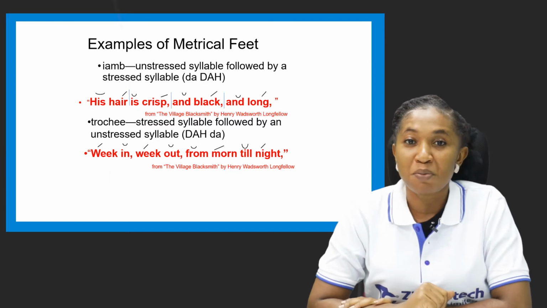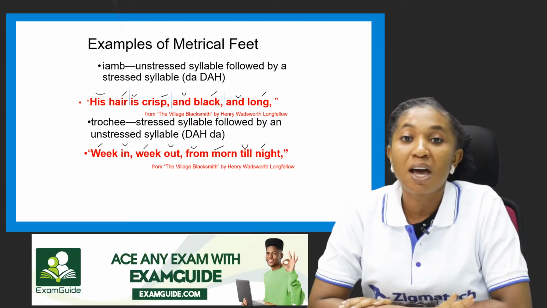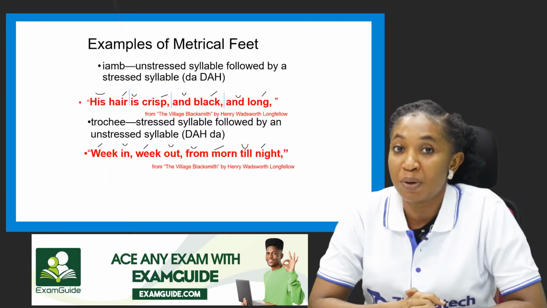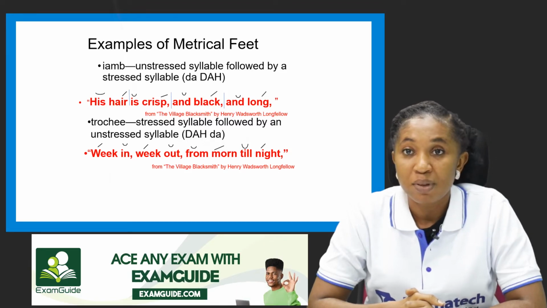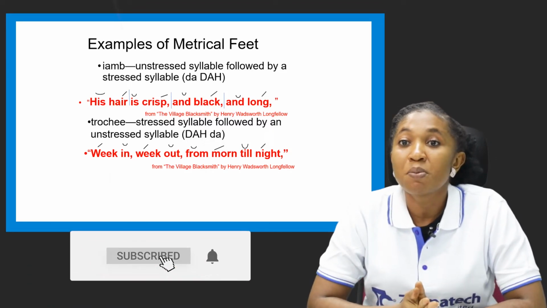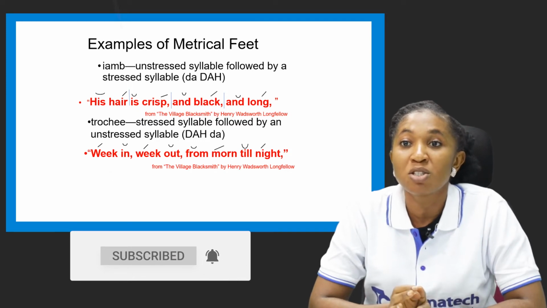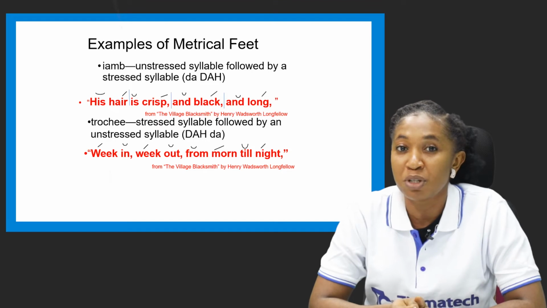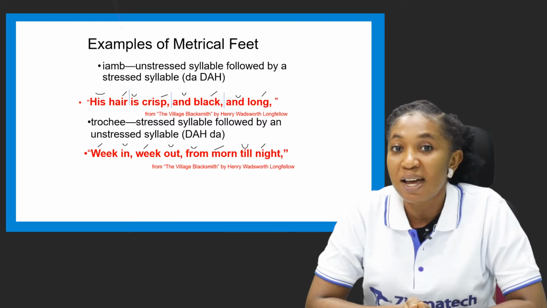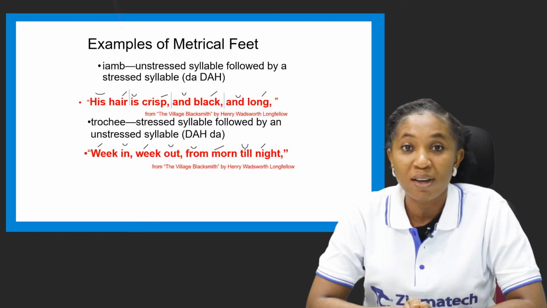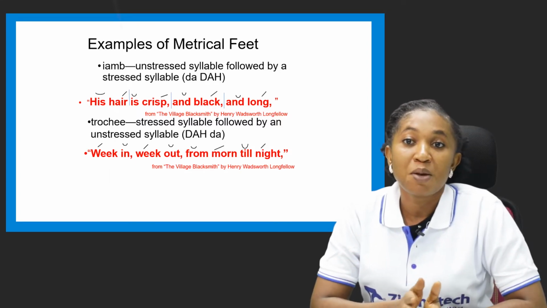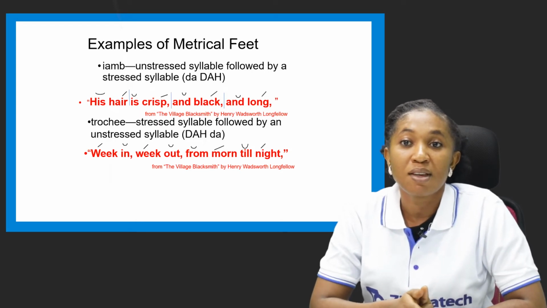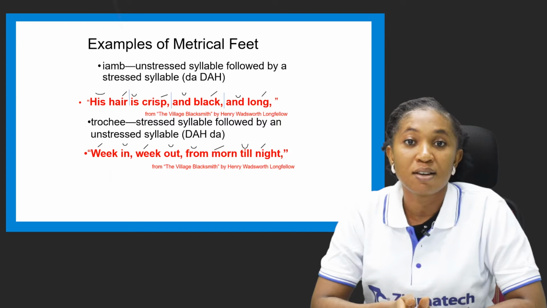Now let's look at the types of metrical feet. There are different types of metrical feet in poetry. The first one is called iamb. What do we mean by iamb? An iamb is simply an unstressed syllable followed by a stressed syllable in a line of poetry. So it goes this way: da-DUM, da-DUM. For example, we have "his hair, his hair."